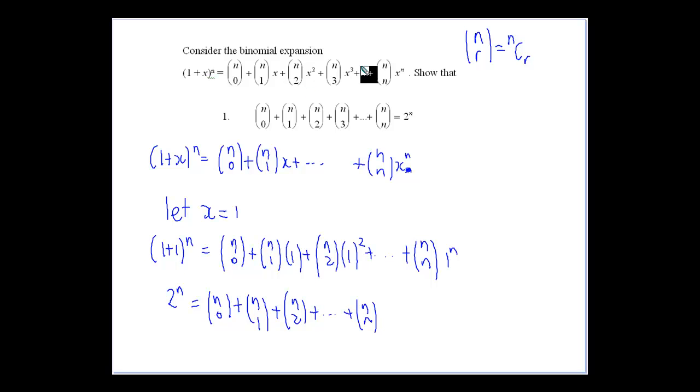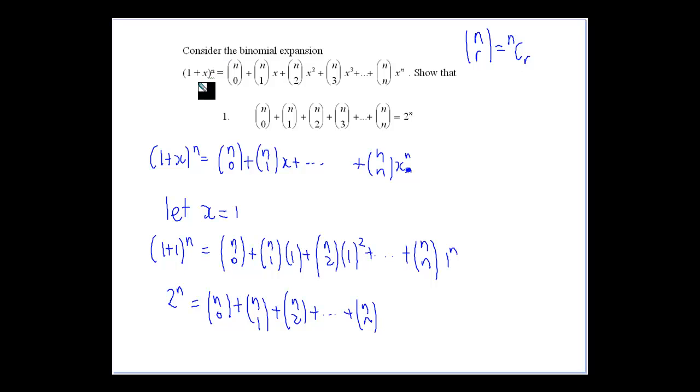We want to now look at manipulating our binomial expansion to give us a few results. And so what we're looking at, we want to prove this result. And we've actually done this one, but it's just written a different way. But let's consider the binomial expansion and then show that we can get this case.